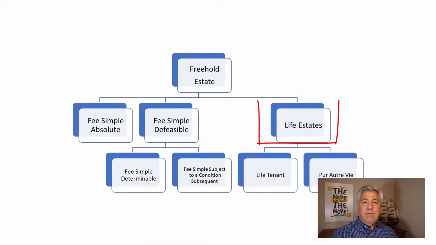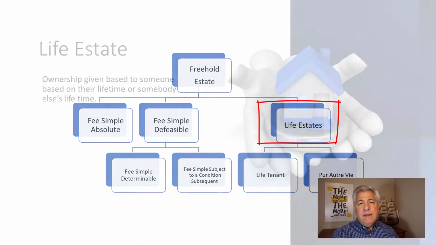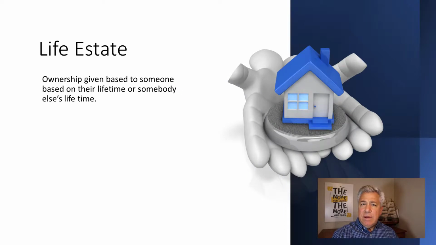Then we have life estates. Something a little bit more creative. This is ownership given to somebody based on their lifetime or somebody else's lifetime. An elderly gentleman is remarrying. He owns a home, and when he passes away, ultimately he wants his family to regain ownership, but at the same time he wants to take care of his new bride.